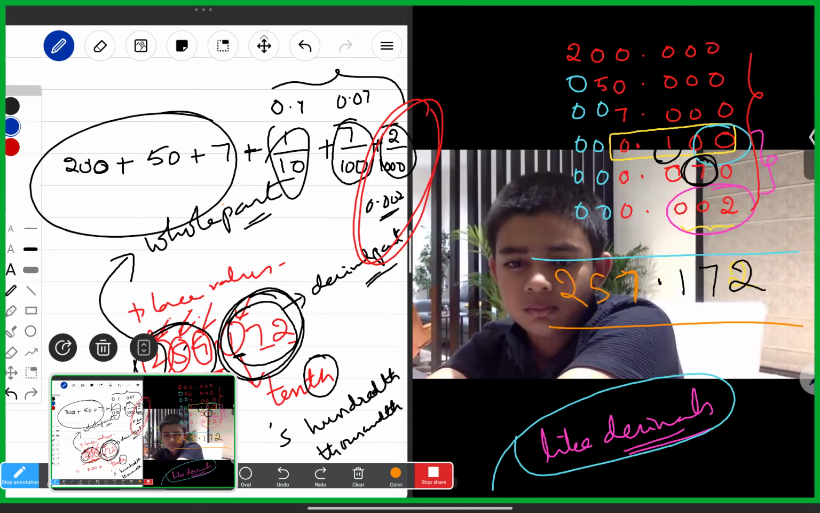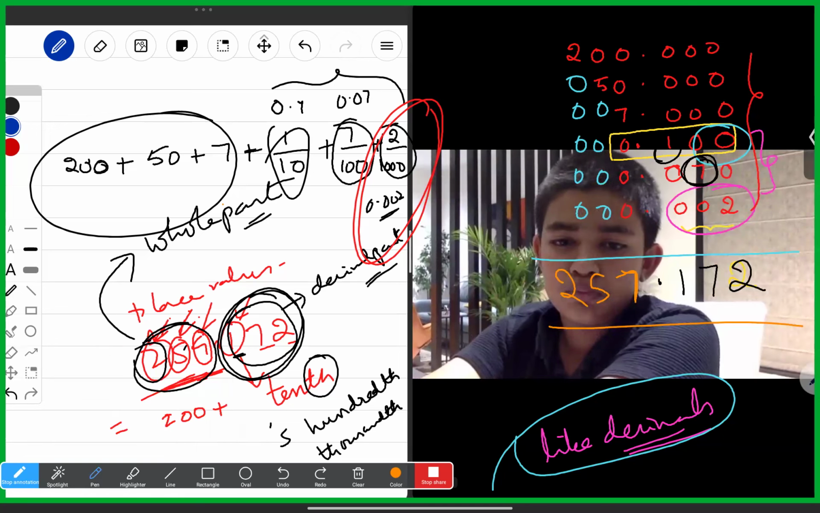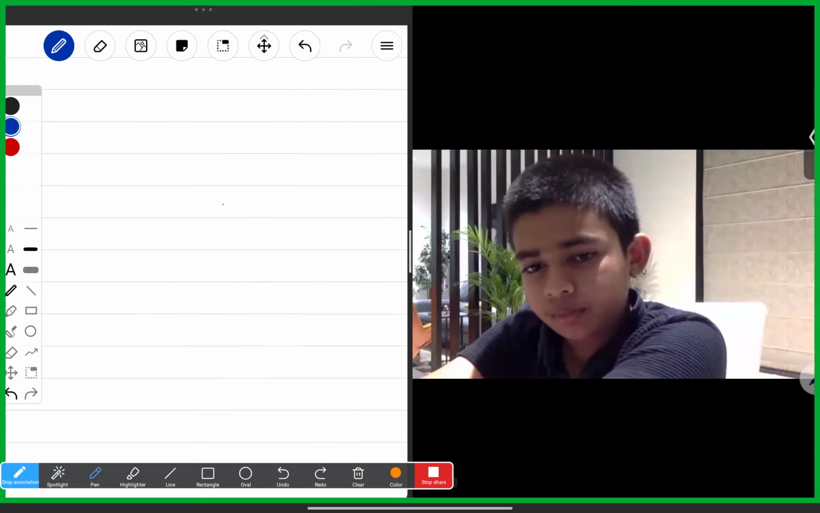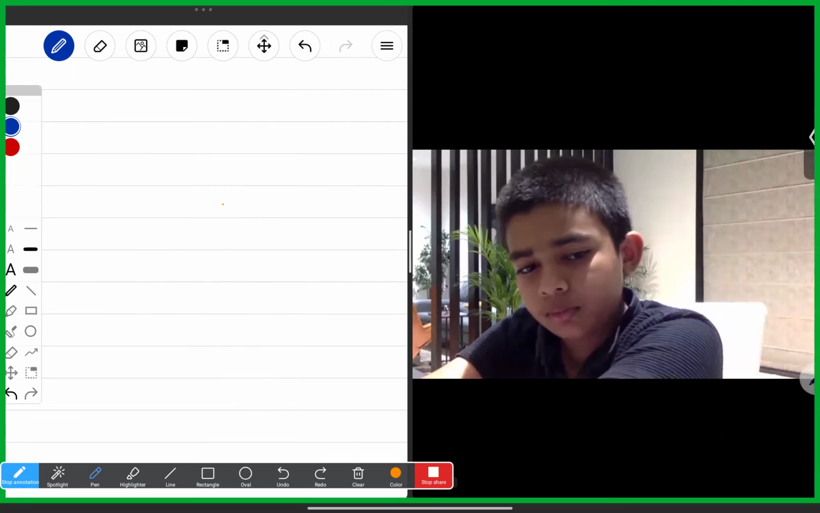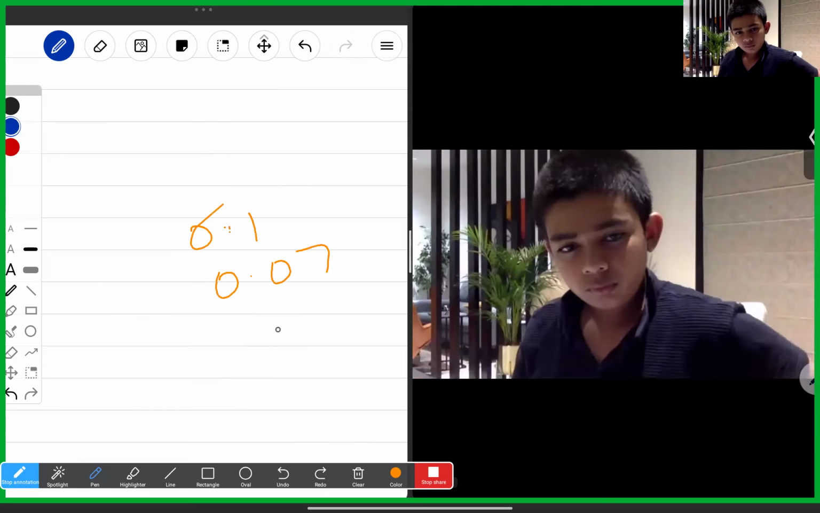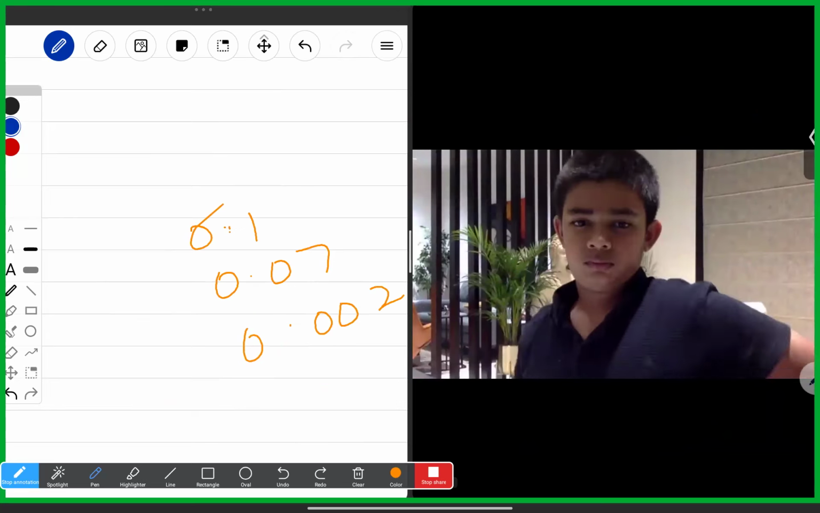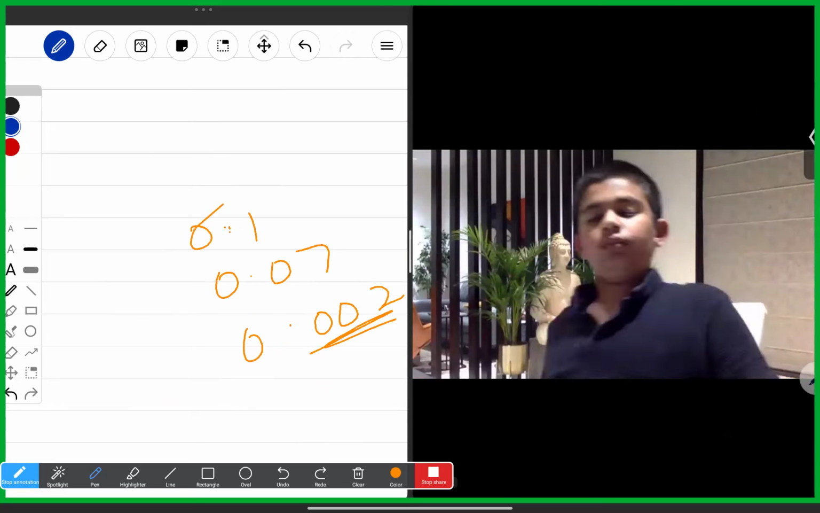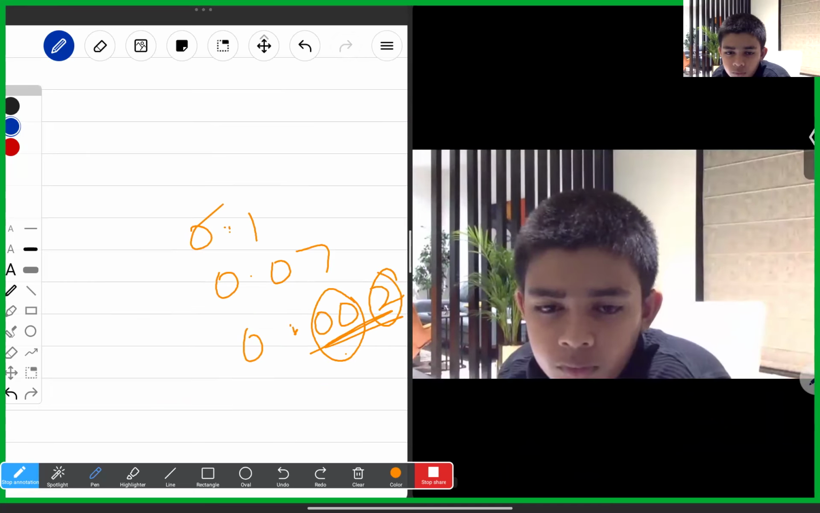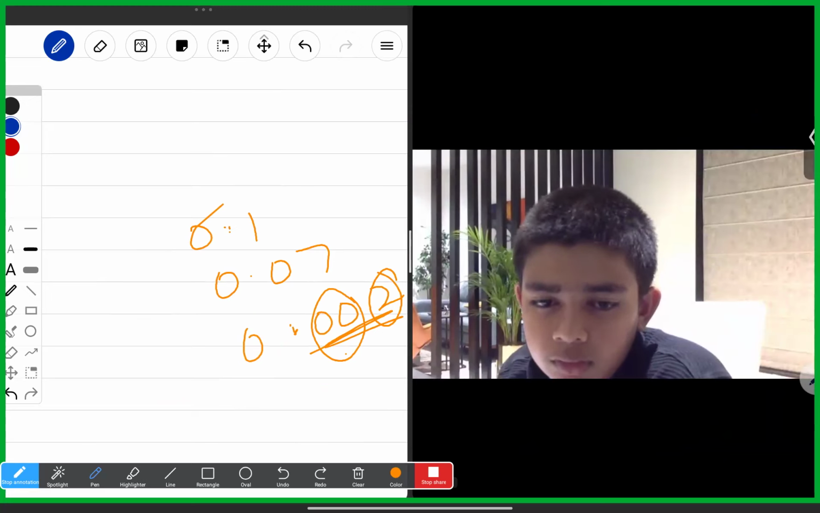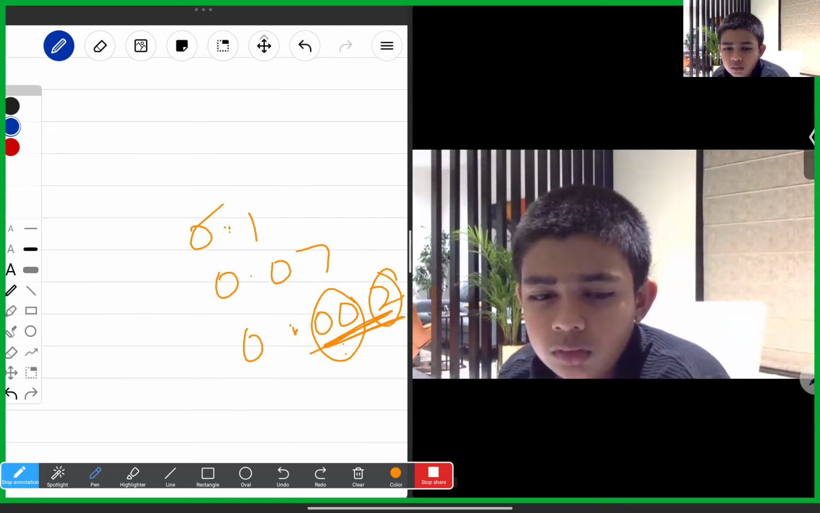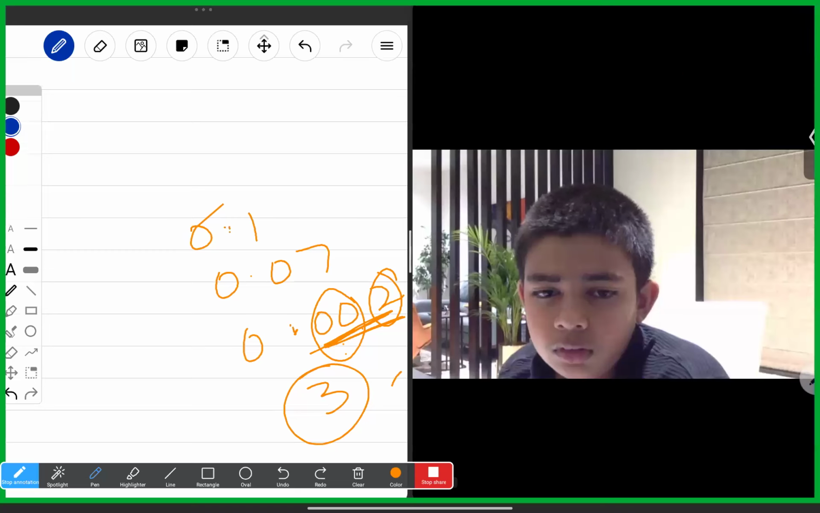Let us take what are unlike decimals then. Like decimals, unlike decimals are the decimals which have a different number of decimal digits. Like for example, let us take this one: 0.1, 0.07, or 0.002. If you see, this has 3 decimal digits because these zeros have to be counted, because they are there before the digit 2. If they are after 2 we need not count them, but before digit 2 they have value. So that's why this has 3 decimal digits.